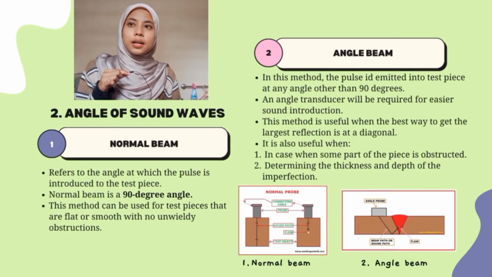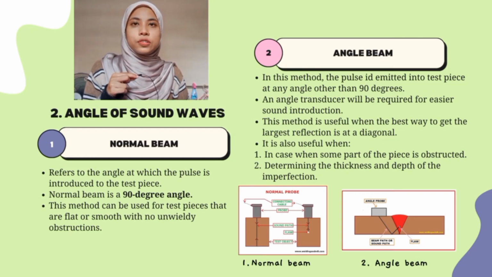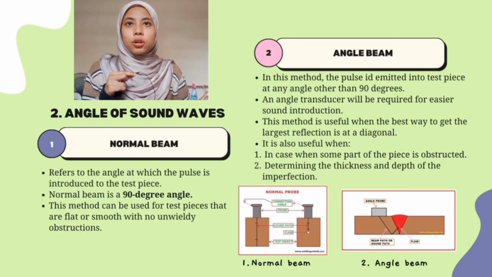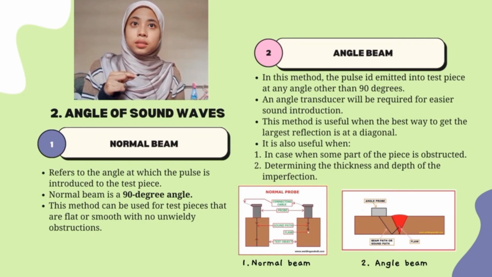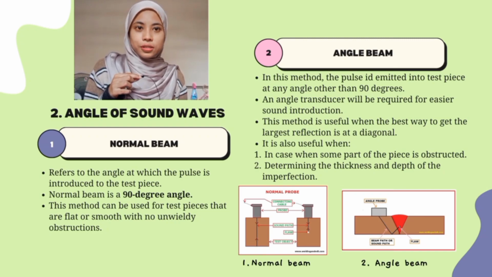Next is the angle of sound waves. There are also two methods for this part, which are, first, a normal beam and, second, an angled beam. A normal beam refers to the angle at which the pulse is introduced to the test piece. A normal beam is a 90-degree angle, and the normal beam method can be used for test pieces that are flat or smooth with no unwieldy obstructions.